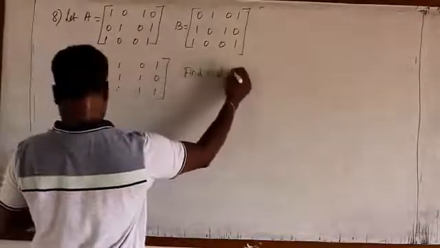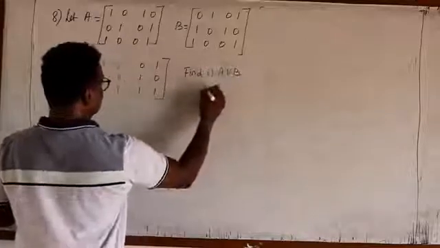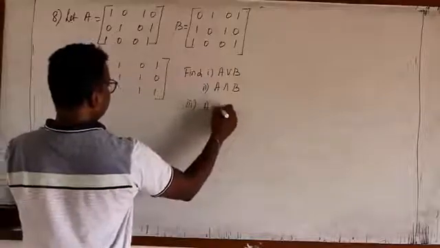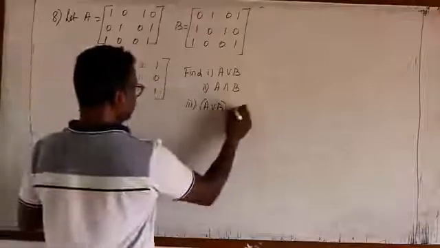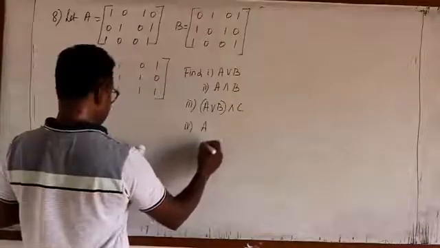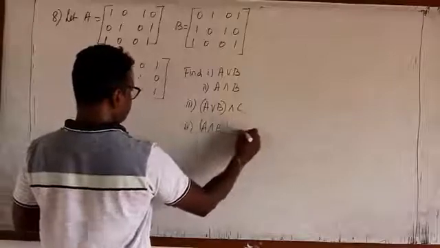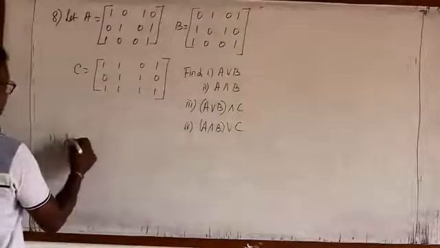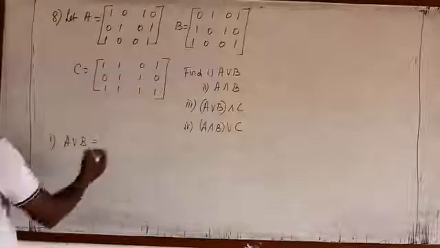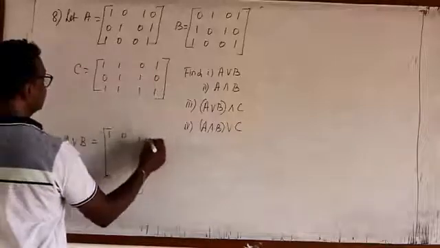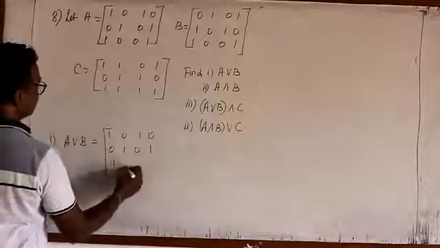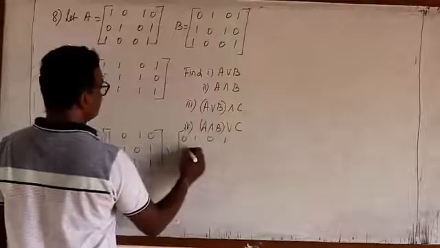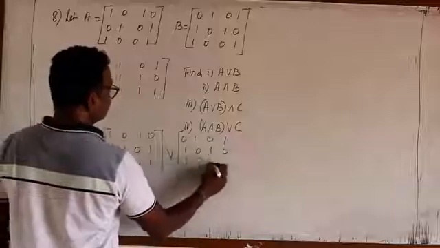Find, first, A disjunction B; second, A conjunction B; third, A disjunction B, conjunction C; fourth, A conjunction B, disjunction C. First one, A disjunction B. That is 1 0 1 0 0 1 0 1 1 0 0 1 and 0 1 0 1 1 0 1 0 1 0 0 1.